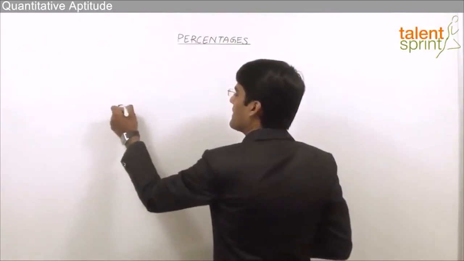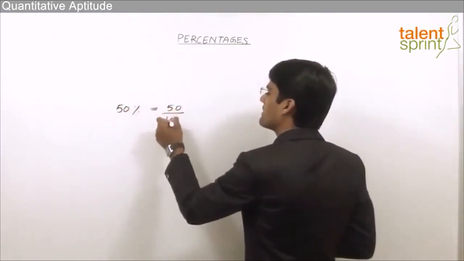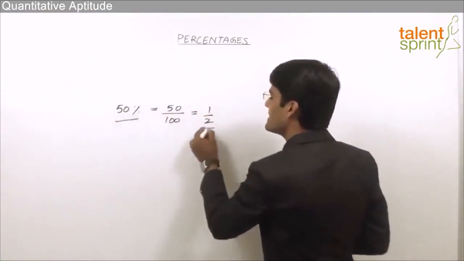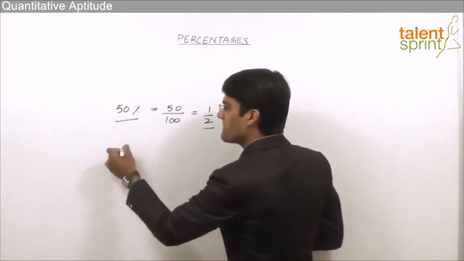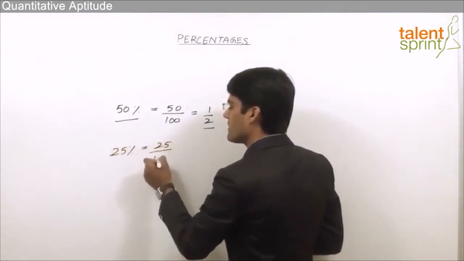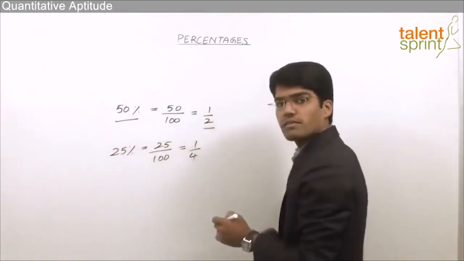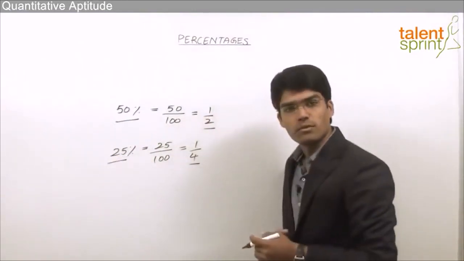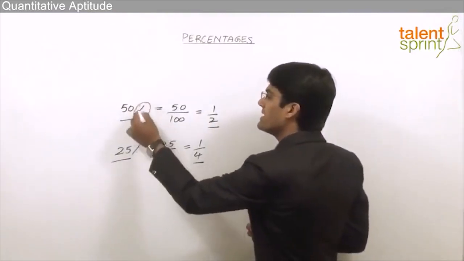Having learned that percentage is nothing but a fraction where the denominator is 100, let us now understand how to convert the given percentage into a fraction, and similarly how to express the given fraction in terms of percentage. For example, 50% is nothing but 50 out of 100, and 50 by 100 can be taken as 1 by 2. So we can say that 50% is equal to 1 by 2. Similarly, 25%, which is 25 out of 100, is equal to 1 by 4, since this is 25 into 1 and 25 into 4. So we can understand that 25% is 1 by 4. So this is how to convert a percentage into a fraction.